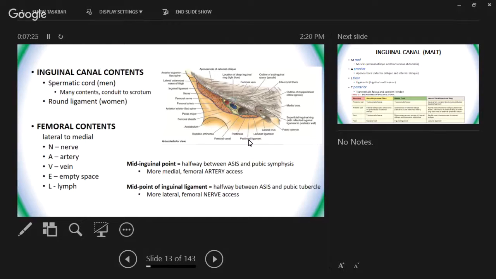I guess just know the difference. And I think the mid-inguinal point, because it's more medial, is more like femoral artery access. Because as you can see, the artery is medial to the nerve, whereas the midpoint of the inguinal ligament is more for femoral nerve access, because that's getting more lateral. Makes sense? You're very quiet.